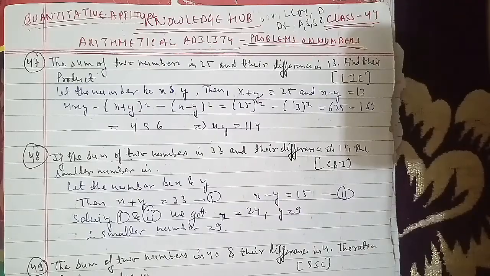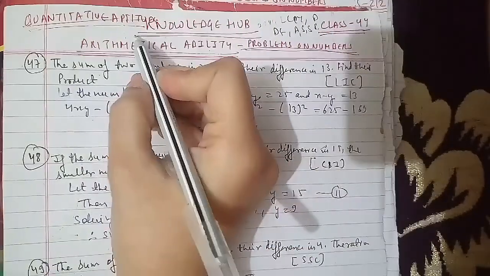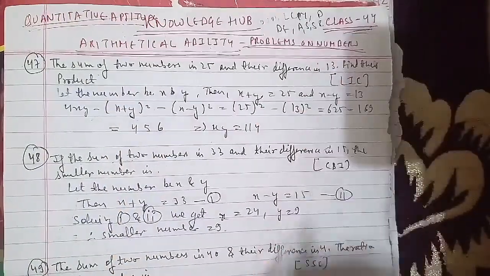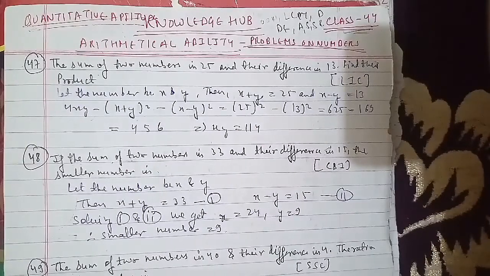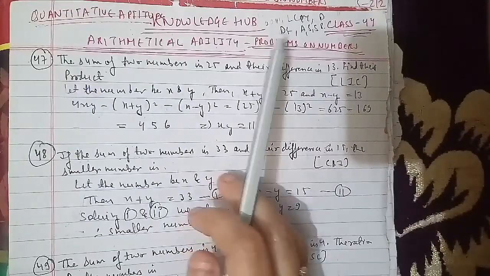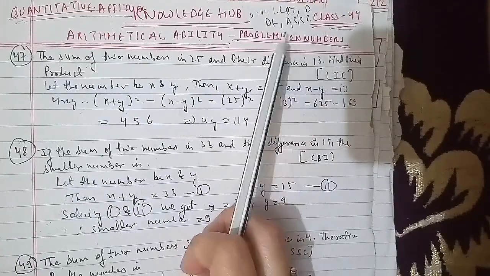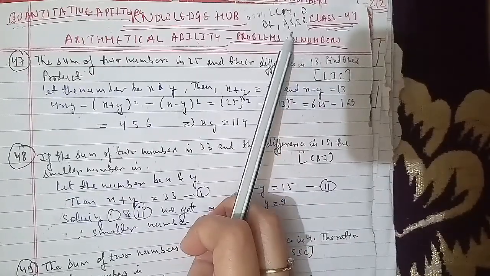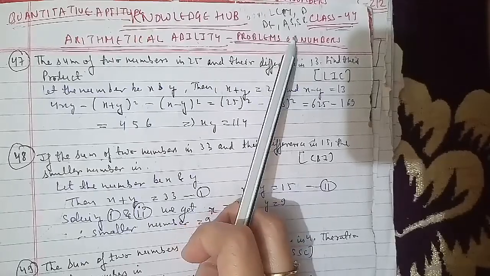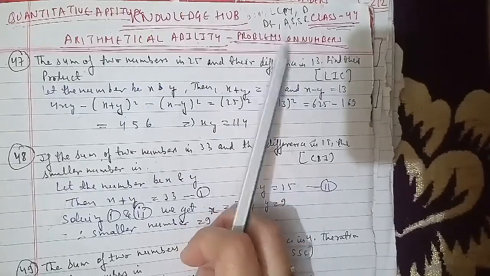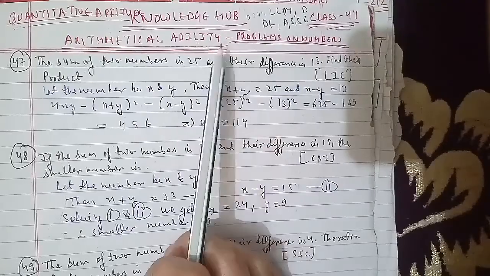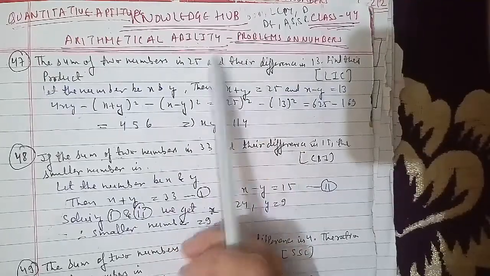Today we're going to start with your quantitative aptitude class. This is your class 44; in the last 43 classes we had done operations on numbers, LCM and HCF of numbers, decimal fractions, averages, and square roots and cube roots. And this is the sixth topic, which is problems on numbers, that we have to cover.